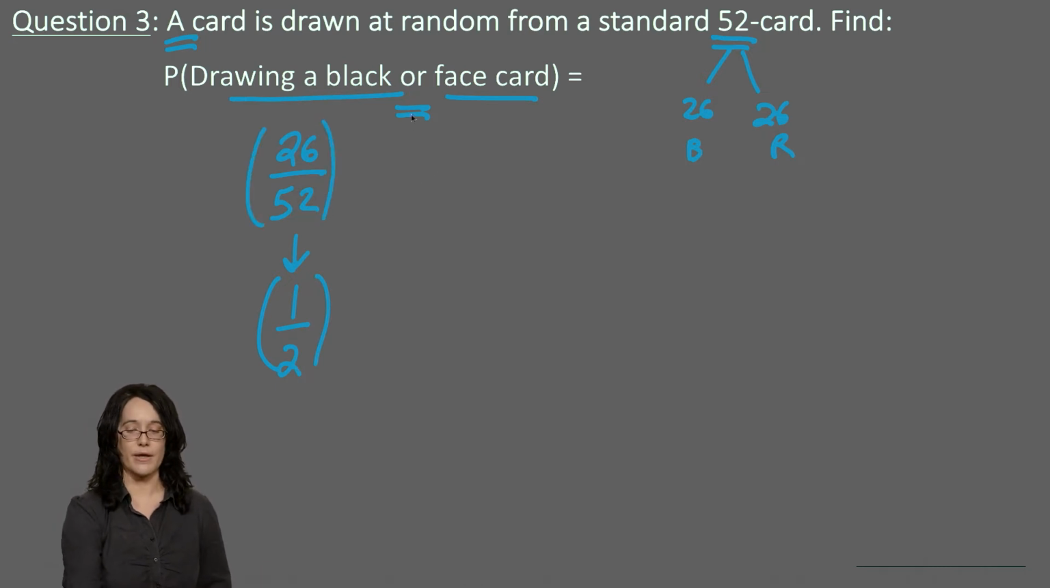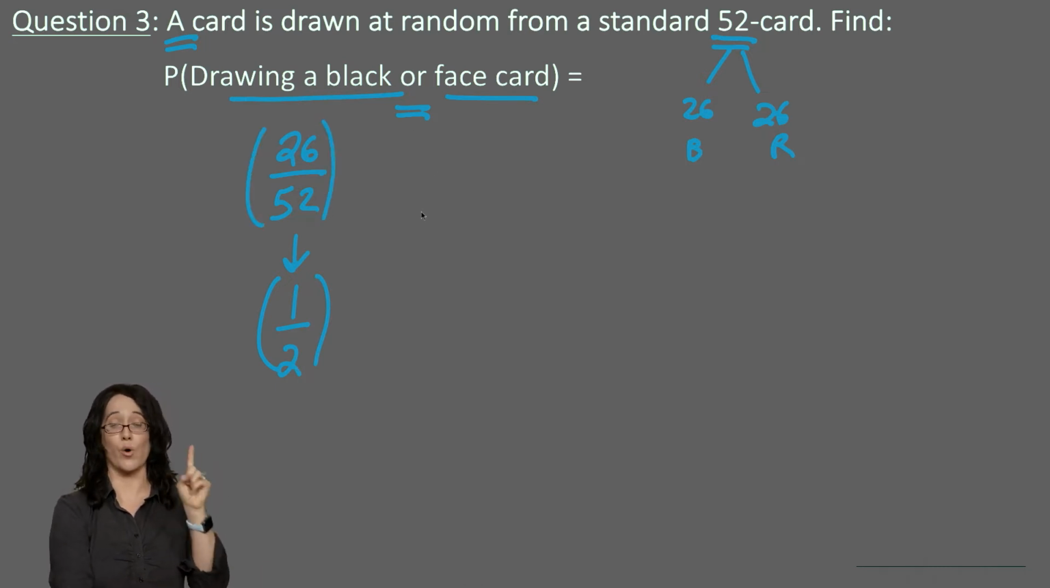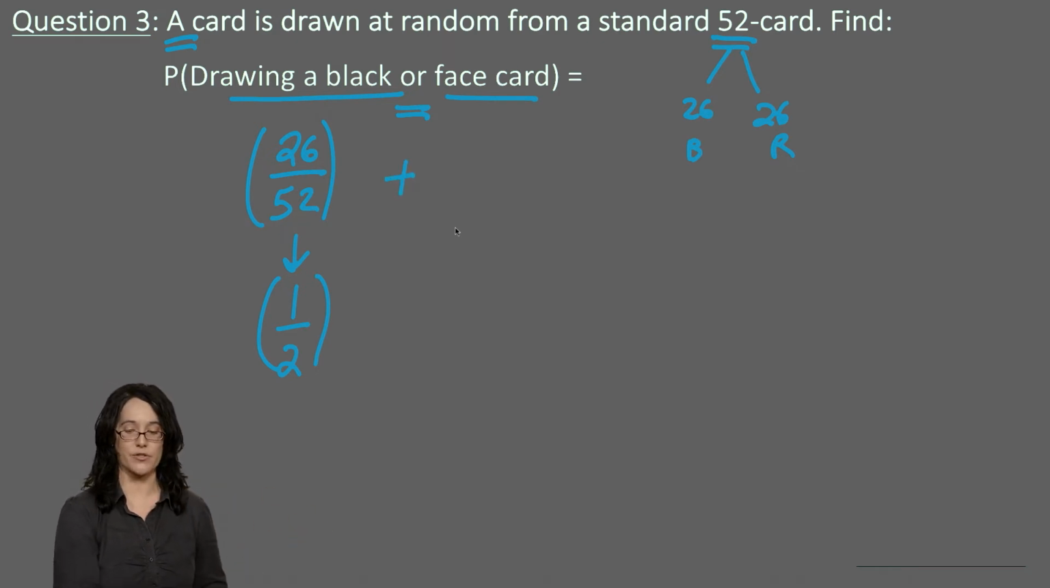Half the time you're likely to get a black card, half the time you're likely to get a red card, okay? Now we have the word or. We're only drawing one card, so we're not doing multiple events, we're not multiplying, we are adding. So or means add, but subtract the overlap, okay?